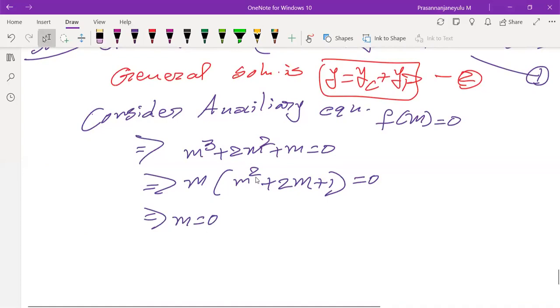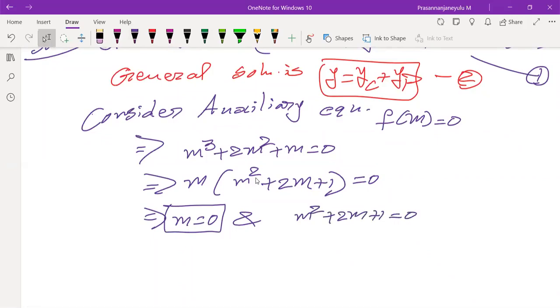Whenever you get a root, immediately put it in a box. I'll tell you why. And what is the second equation? m square plus 2m plus 1 equals 0. But if you observe, we can write it in the form of a plus b whole square, that is m plus 1 whole square. What is the formula? m square plus 1 square is 1, plus 2ab is 2m into 1, which is 2m.